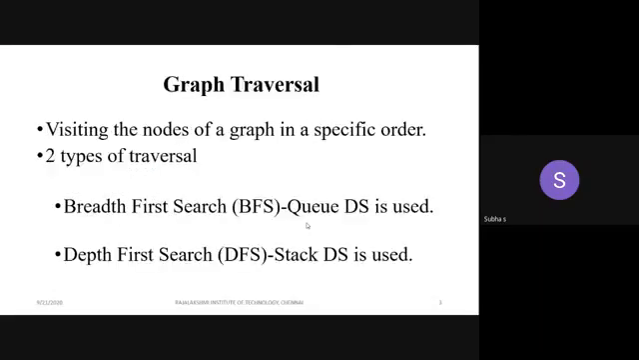Traversing means visiting. In the tree data structure, we saw 3 traversals: pre-order, in-order and post-order traversal. So what is traversal? Visiting the nodes of the tree in some order. That is, you have to follow some rule for visiting the nodes in the tree. That is tree traversal. It is the same concept, but we are going to apply different algorithms here. Graph traversal means visiting all the nodes of the graph in a specific order.